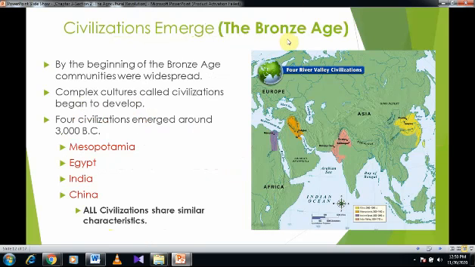By the beginning of the Bronze Age, communities were widespread. They started spreading all over the earth. Four major civilizations started emerging around 3000 BC: Mesopotamia, Egypt, India, and China, and we will discuss each and every empire in detail. All of these civilizations shared similar characteristics during that time.